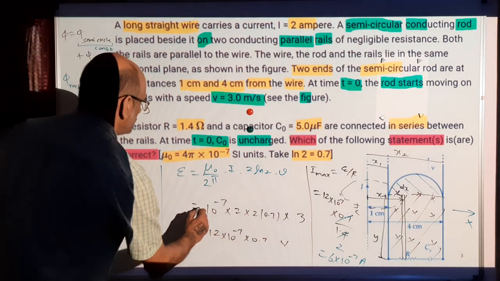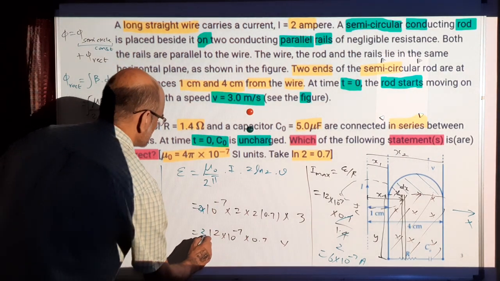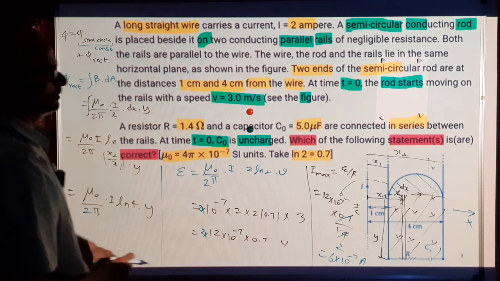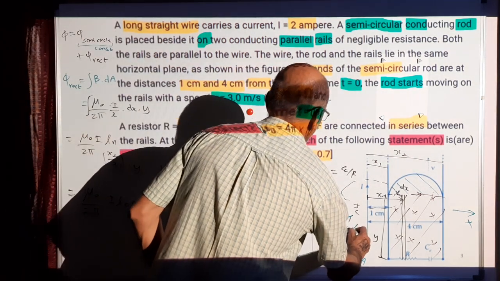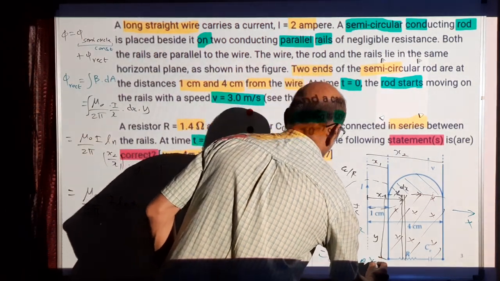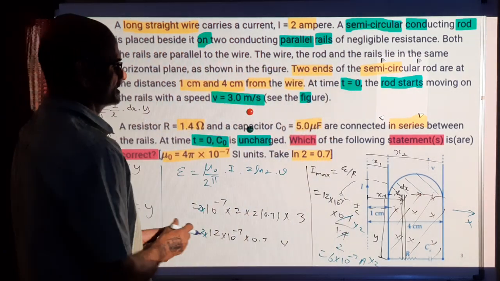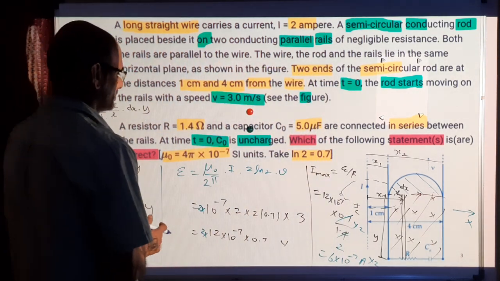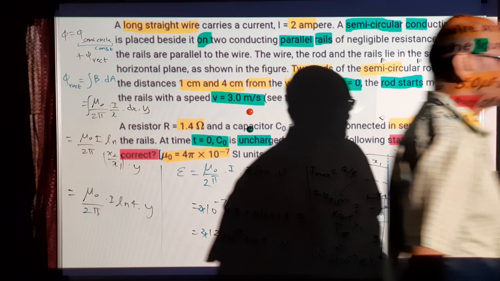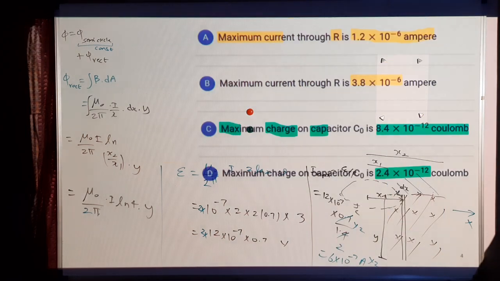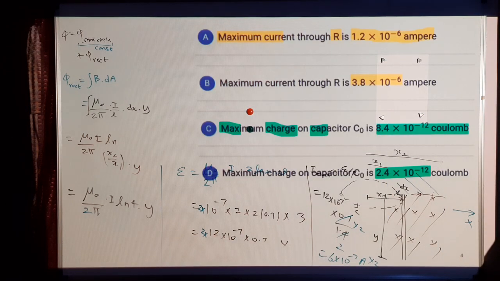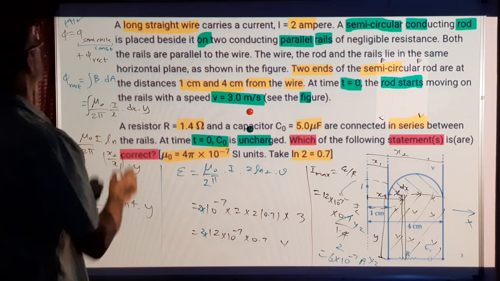So this will be 2 into 10 raised to minus 7. So 2 will become 24. So into 2. Into 2. So it's 12 into 10 raised to minus 7 is the maximum current. That is same as 1.2 into 10 raised to minus 6. So option E is correct. So B is wrong.